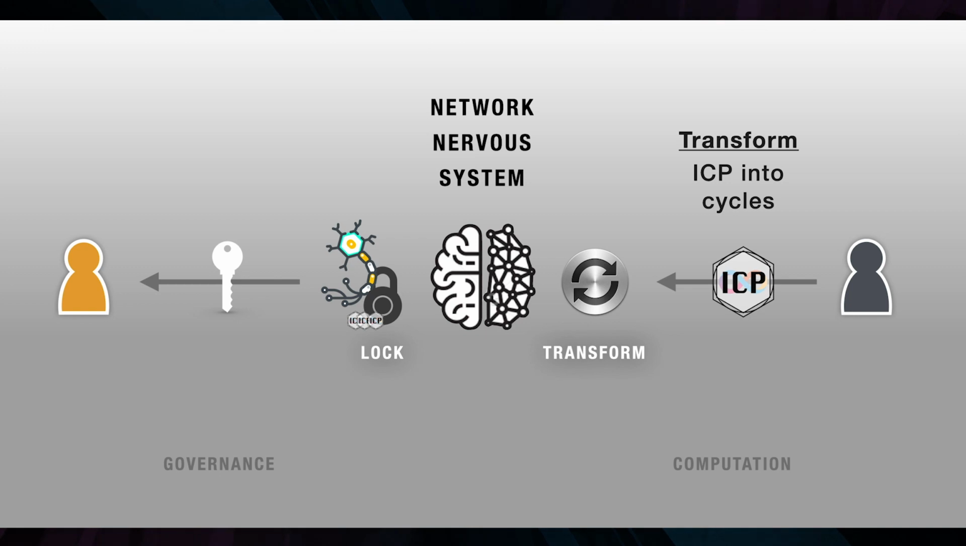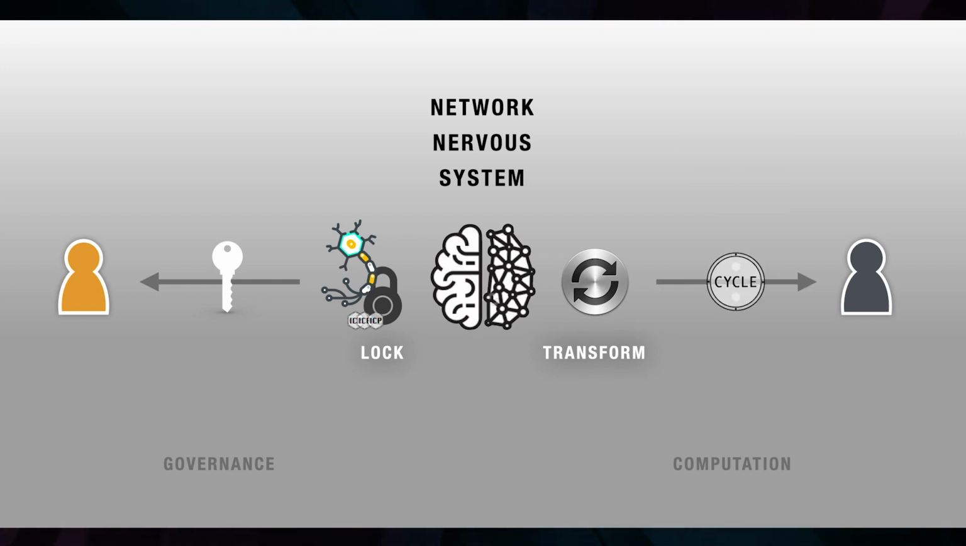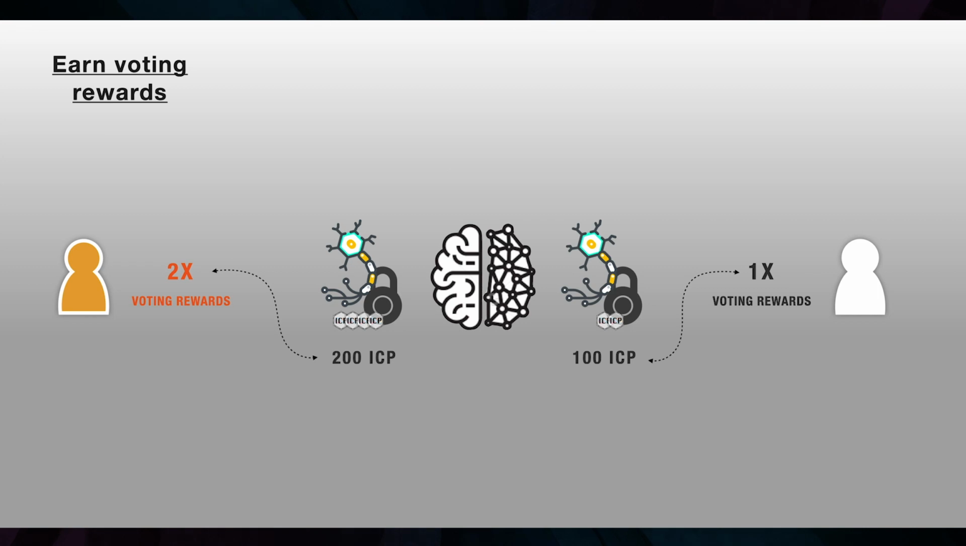Secondly, you can transform ICP tokens into cycles, a kind of stablecoin used as fuel for computation by canisters. When you create a neuron, its voting power, and the rewards you receive from the network nervous system when your neuron votes, start off by being proportional to the number of ICP tokens you locked inside. So for example, all things being equal, a neuron that locks up 200 tokens will have twice the voting power and receive twice the rewards for voting as a neuron that locks up 100 tokens.